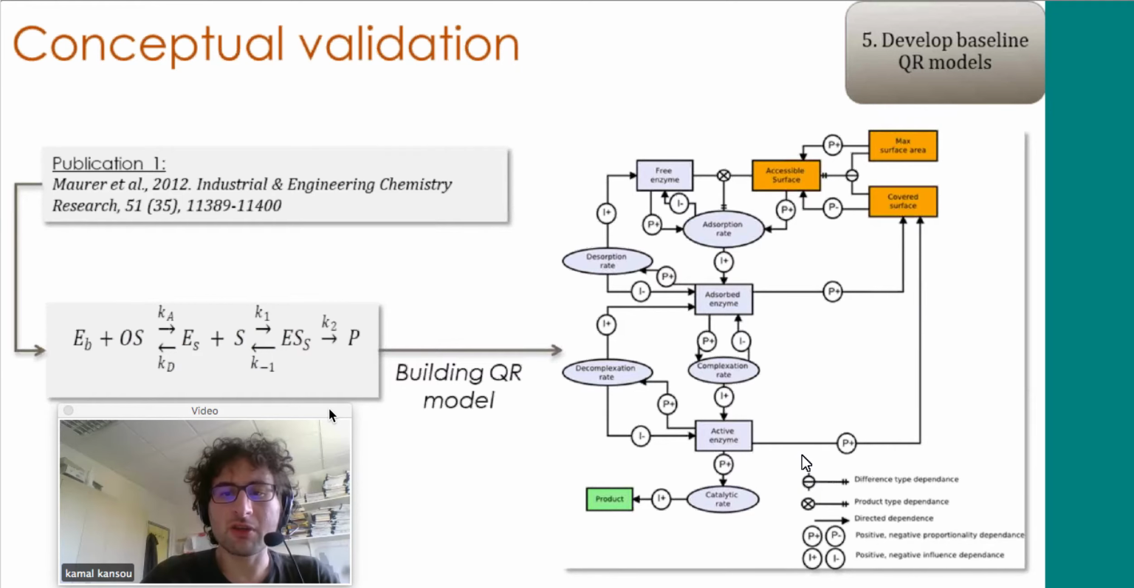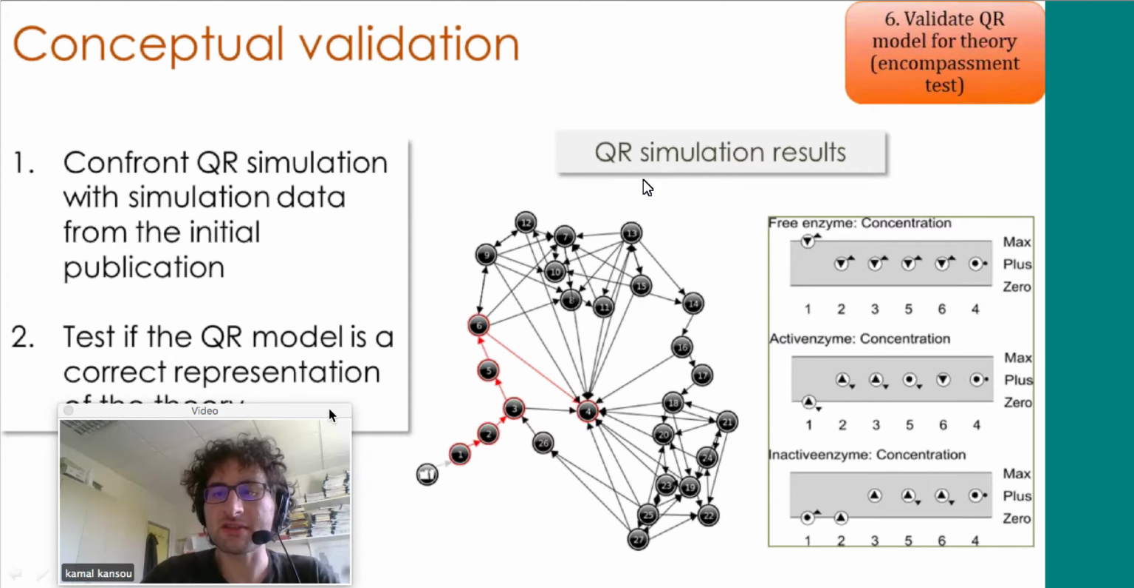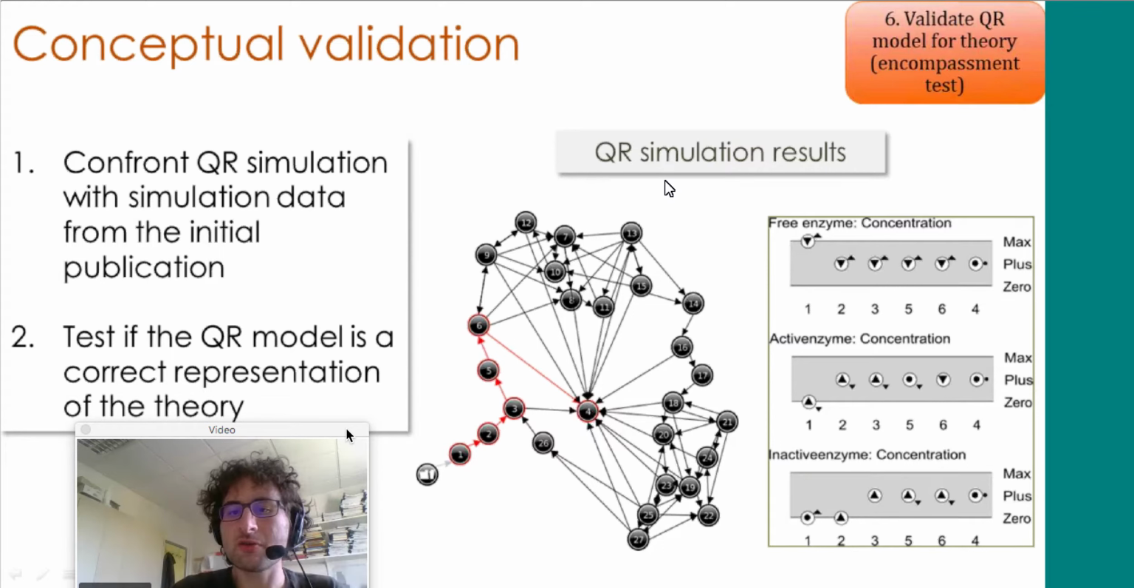And from this, we can generate QR simulation. This is step 6. In the QR simulation, results are made of state graphs like this and value histographs like this. So value histographs represent the evolution of the variables of your system over time following a given pathway, represented here in red. So this is the evolution, for example, for the enzyme in 3 different states: free, active, inactive.